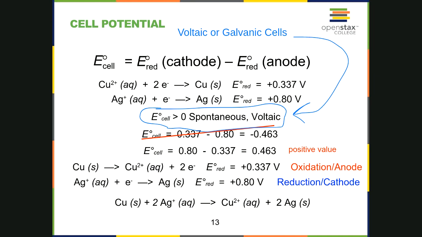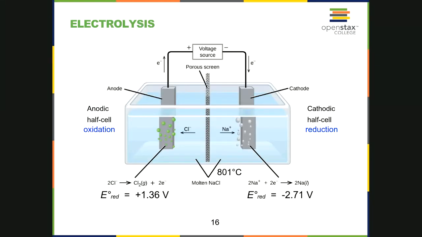But we're now going to go to what the situation is when it's not spontaneous. It's not going to spontaneously produce a voltage. In fact, it's going to require us to apply a voltage to cause the process to happen. And instead of being called voltaic or galvanic cells, these are going to be called electrolytic, or we just call the process electrolysis.